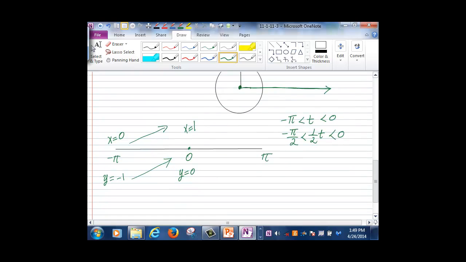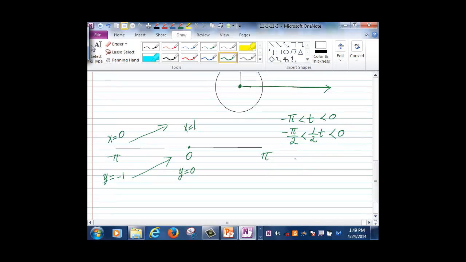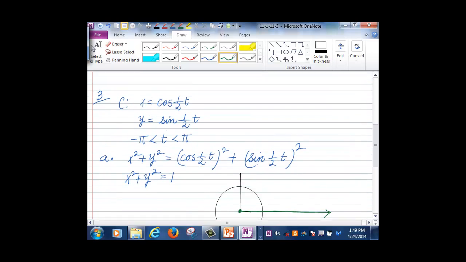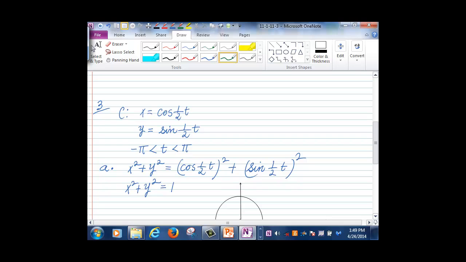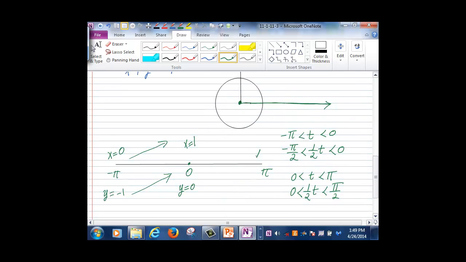Now what's happening between 0 and pi? Well, when t is between 0 and pi, half t is between 0 and pi over 2. So half t is varying in the first quadrant. What is happening in the first quadrant? In the first quadrant, we know that cosine of half t will go from 1 to 0. Because here x would be 0 then, and it is decreasing to 0.